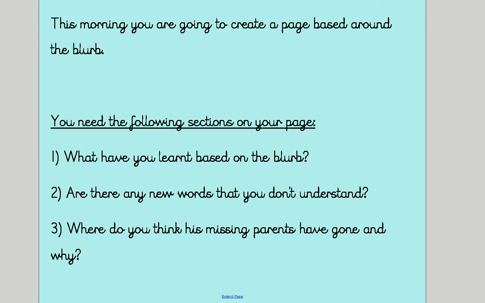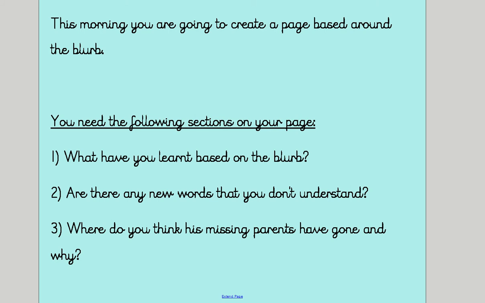Then I'd like you to do a section, are there any new words that you don't understand? It's really important when we read new books to understand all of the words, and there are definitely some in there that are a little bit tricky. So what I'd like you to do is write those down, and we will then have a look at them together another day. And finally, in the blurb, it talks about the fact that Oliver's parents have gone missing.